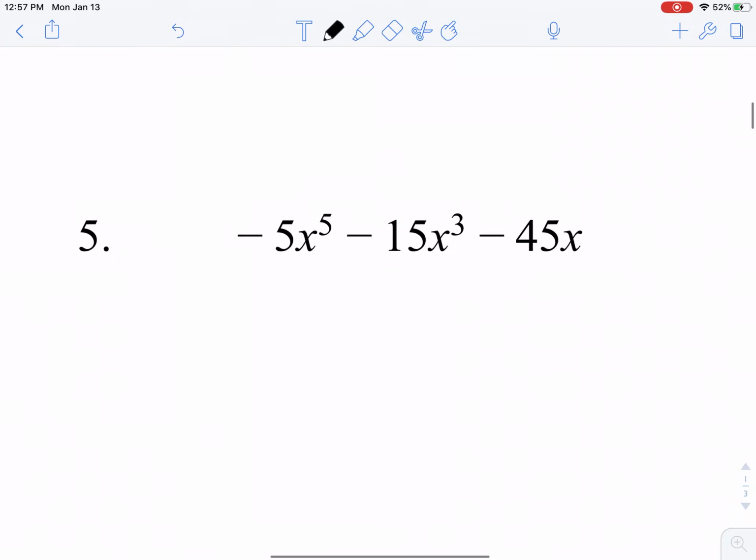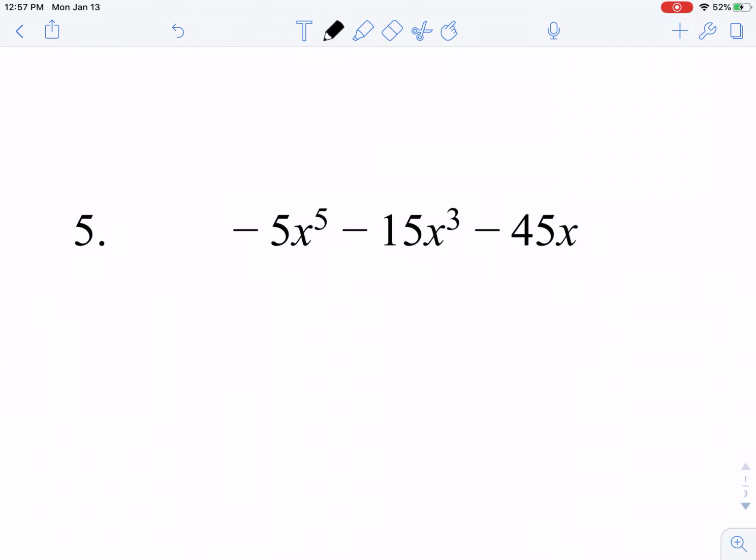Okay, let's look at number 5. For number 5, I have negative 5x to the 5th minus 15x cubed minus 45x. So once again, the very first thing I want to do is take a look at my coefficients. In my first coefficient, I've got a negative 5. My second one's a negative 15. And my third one is a negative 45. So I want to go ahead and see what the greatest common factor of my negative 5, my negative 15, and my negative 45 is. And this is the leading coefficient of that first term, which is negative 5. So I'm going to pull a negative 5 out of all of my terms.